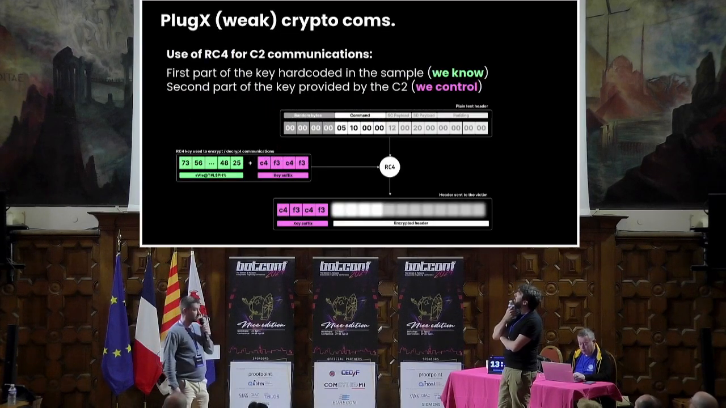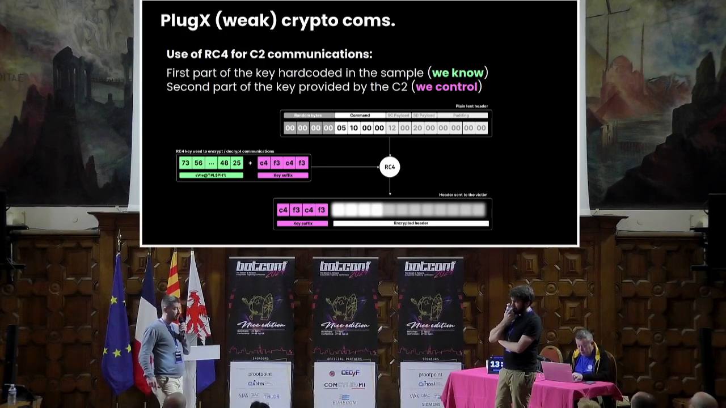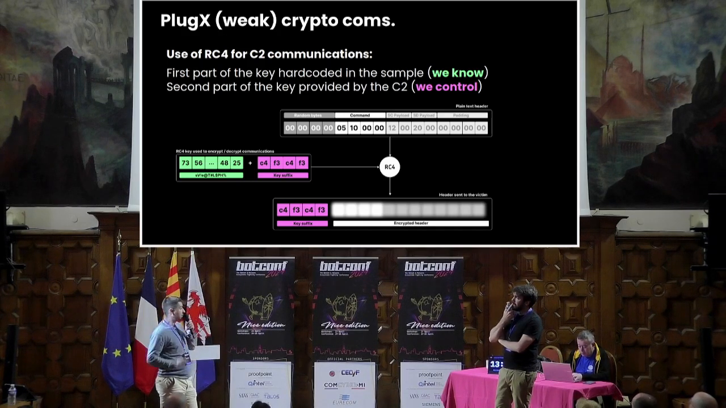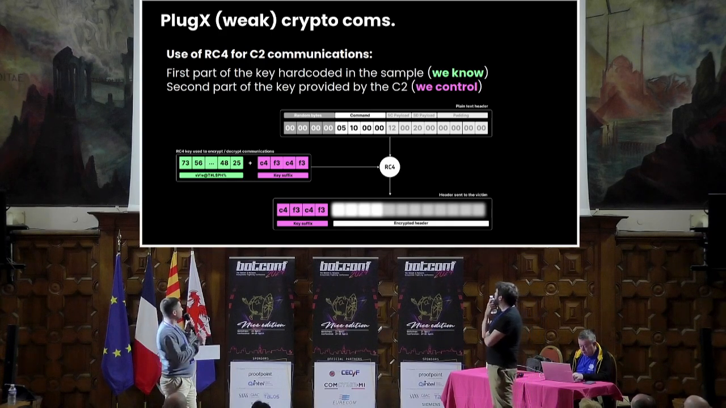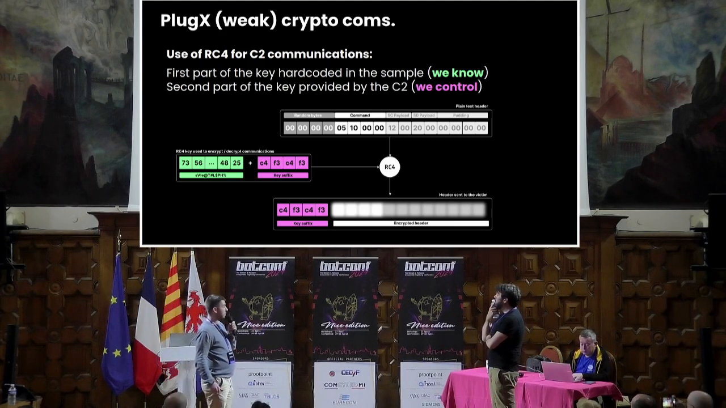So now regarding the communication, this variant of PlugX uses HTTP or TCP, and the commands are very, very simple. So you have a header and a payload. The header is represented here. So you have the command ID. You have also the size of the payload. You have two sizes because the payload is sometimes encrypted. And the algorithm is RC4.